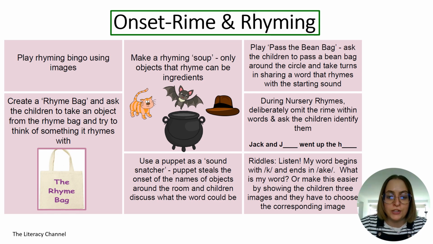Next we have onset rhyme and rhyming. So rhyme bingo, where you match the rhyme words. There's rhyme bag, so rhyming with the objects that they pick. There's rhyme soup, so only rhyme items can be added. Pass the bean bag, so children have to say a rhyming word that begins with the starting sound that the adult chooses. Again, nursery rhymes are really useful, and riddles as well. So my word begins with a k and ends in ache. What is my word? Cake.